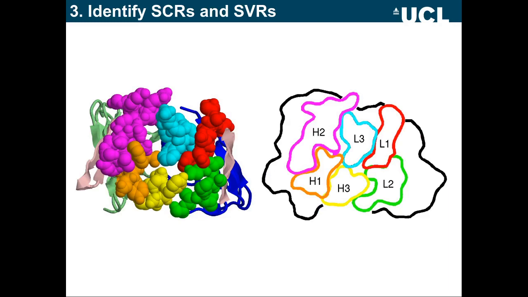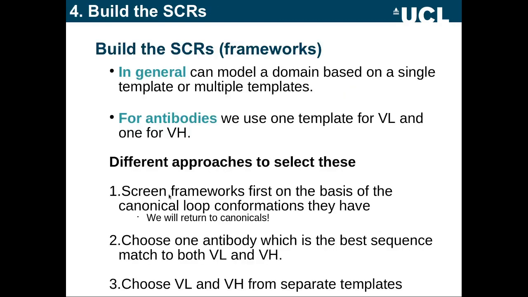So here we are again looking at an antigen's eye view of the FV fragment, and we have the 6 loops which come together to form an almost continuous surface with the framework supporting them behind in this picture. So we have the loops L1, L2, L3, H1, H2 and H3. The next step then is to build the structurally conserved regions.